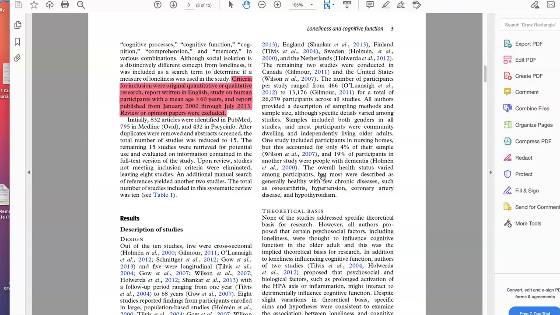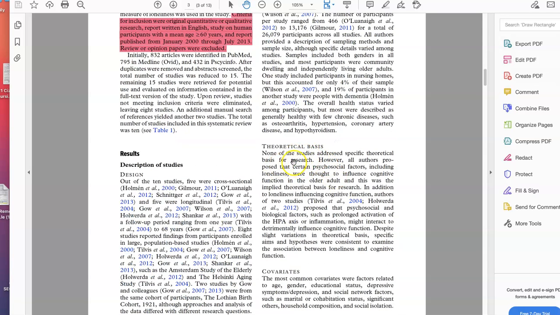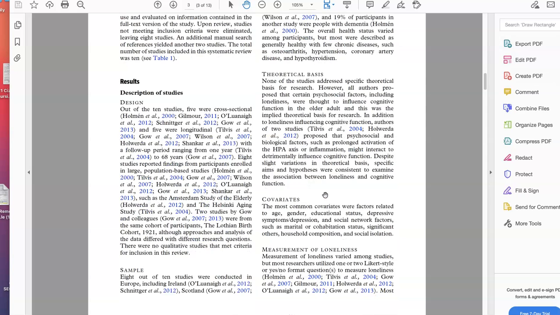I'll bring up the point later in the discussion: why were 8 of them done in Europe? We only had 2 done here. We really need to beef up what we're doing here in America, so that we can see if there's a difference and see what we need to do. I just put this in here: none of my studies had a theoretical basis. However, they all proposed that certain psychosocial factors, including loneliness, were thought to influence cognitive function, and so that was implied as the theoretical basis for the research.